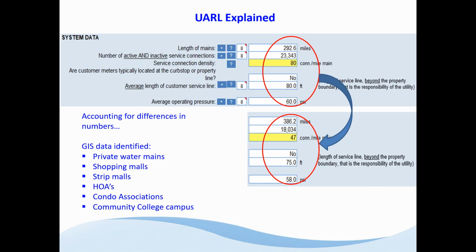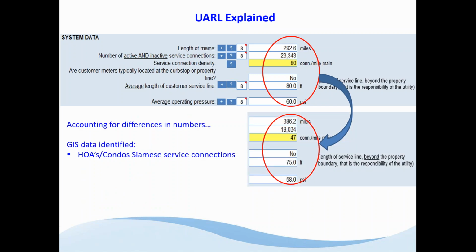Accounting for the differences in the numbers, the GIS data identified private water mains, shopping malls, strip malls, HOAs, condo associations, and community college campuses that no one was accounting for. No one accounted for that amount of water main. That's how that all got added in to increase the amount of water main in the system. The GIS also identified Siamese connections for HOAs and condos. So that changed the number of services. That information was found in the GIS data and helped make that change.